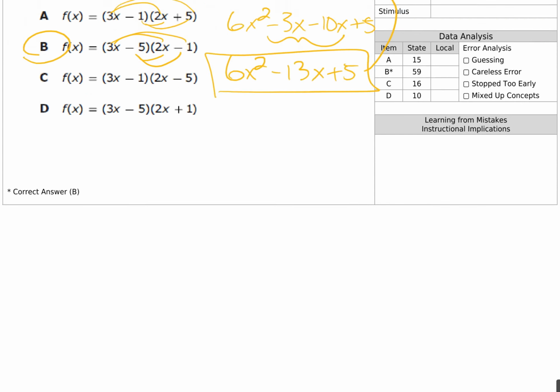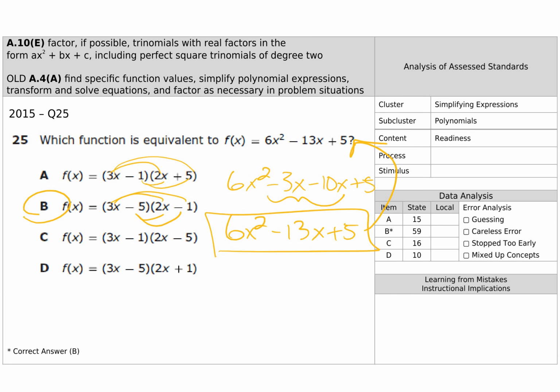And that is the TEK factoring trinomials, A.10E. Good luck.